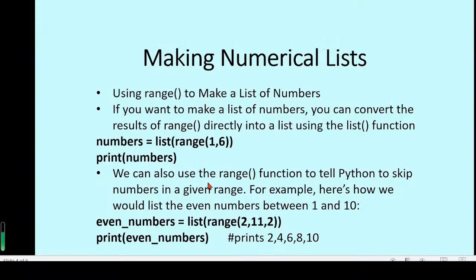And we can also use the range function to tell Python to skip numbers in a given range. For example, it is how we would list the even numbers between 1 and 10. We can write even_numbers is a list, create a list, and the value is from 2 to 11, not including 11, and with a gap of 2. So the result will be 2, 4, 6, 8, 10.